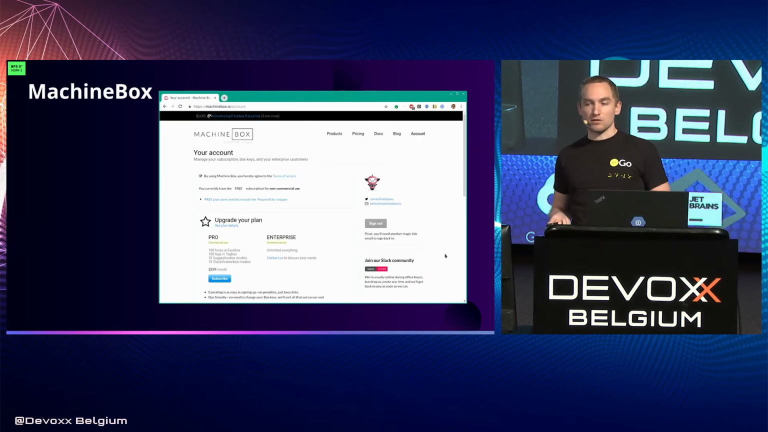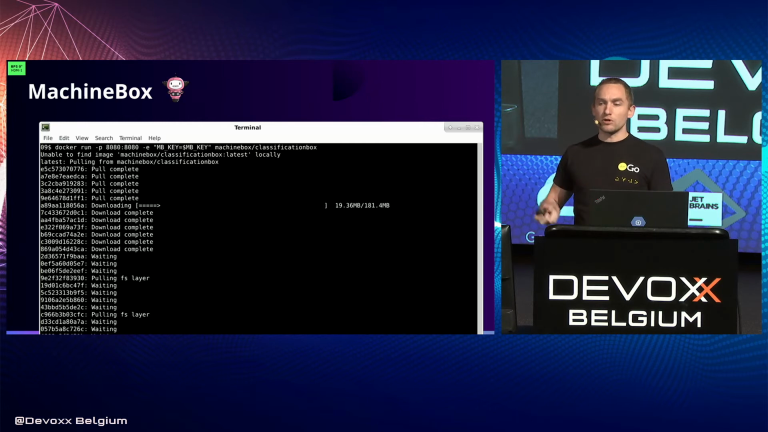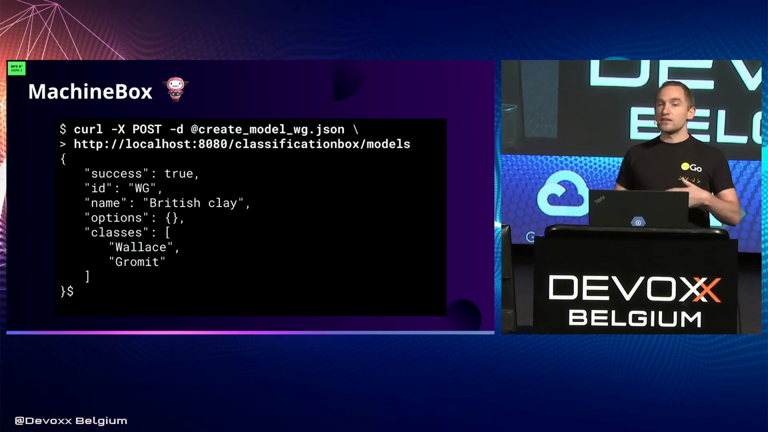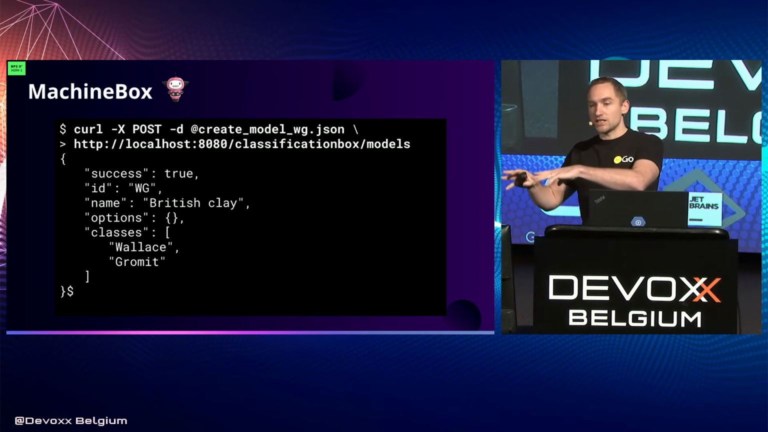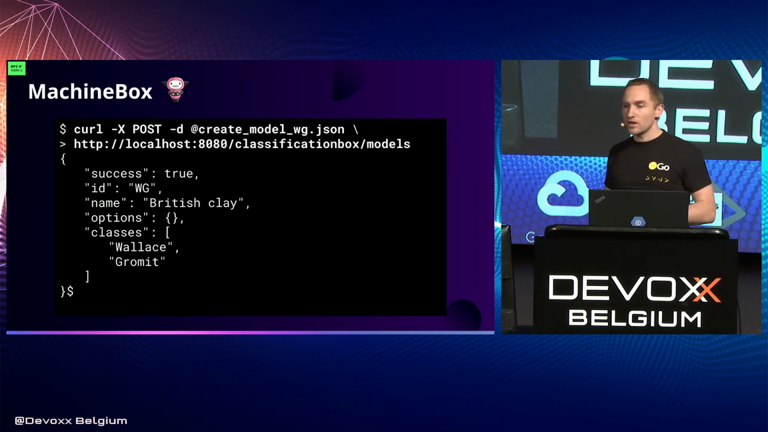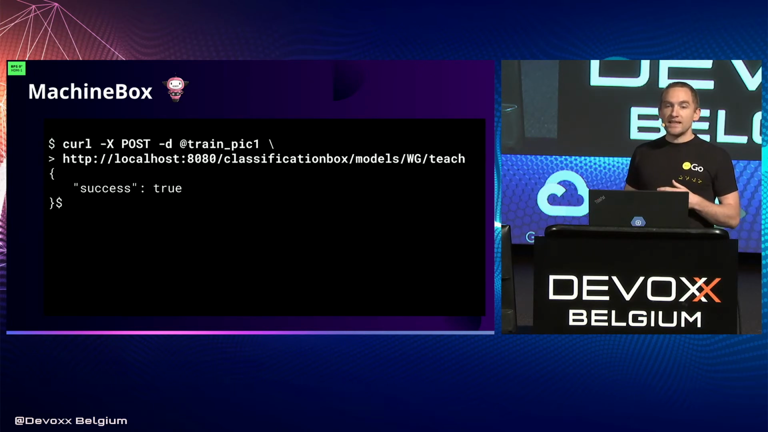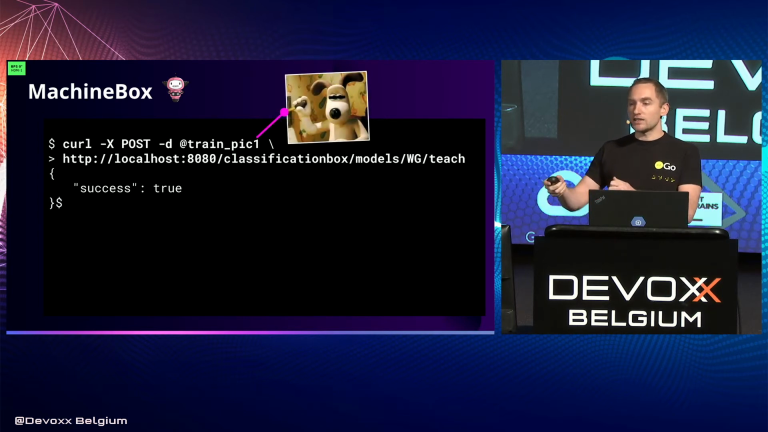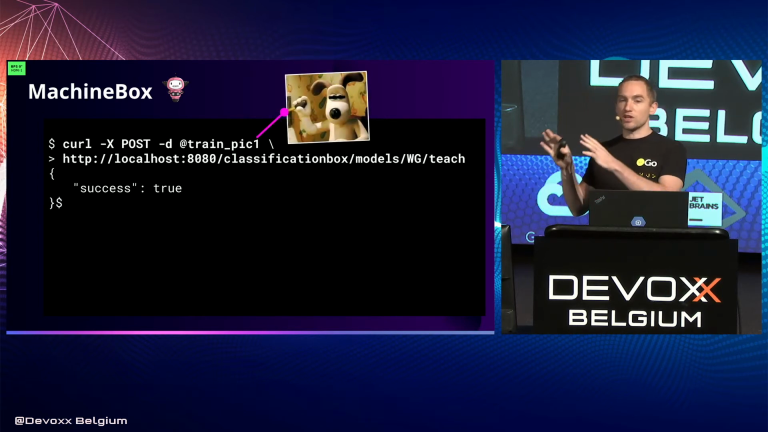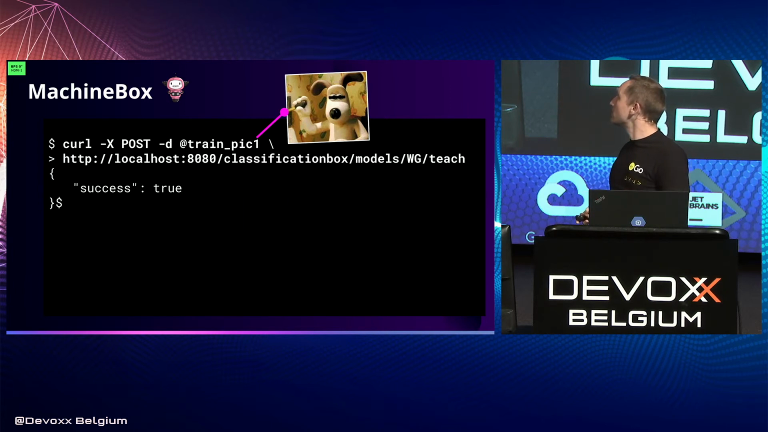You register at Machinebox, then you pull a Docker image, then you create a model. This is a REST request to your container that is running locally. Then you add training images. So in this REST request, there is a payload in JSON of a base64 encoded image and the correct label, Gromit. This is what I put in the file train pick one, and then it's just a REST API call with curl.